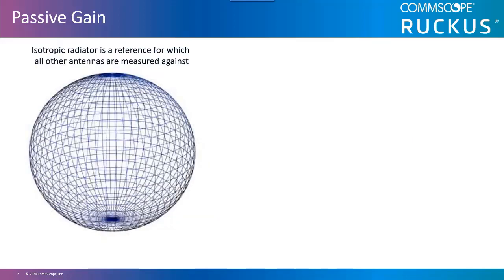Passive gain. This image represents an isotropic radiator. An isotropic radiator is a theoretically perfect antenna. It is called a theoretical perfect antenna because a perfect antenna that can send and receive from every side doesn't exist within our current technologies. An isotropic radiator, like the sun, can transmit equal energy in all directions. If it were used as part of a receiving system, it would receive from all directions as well.